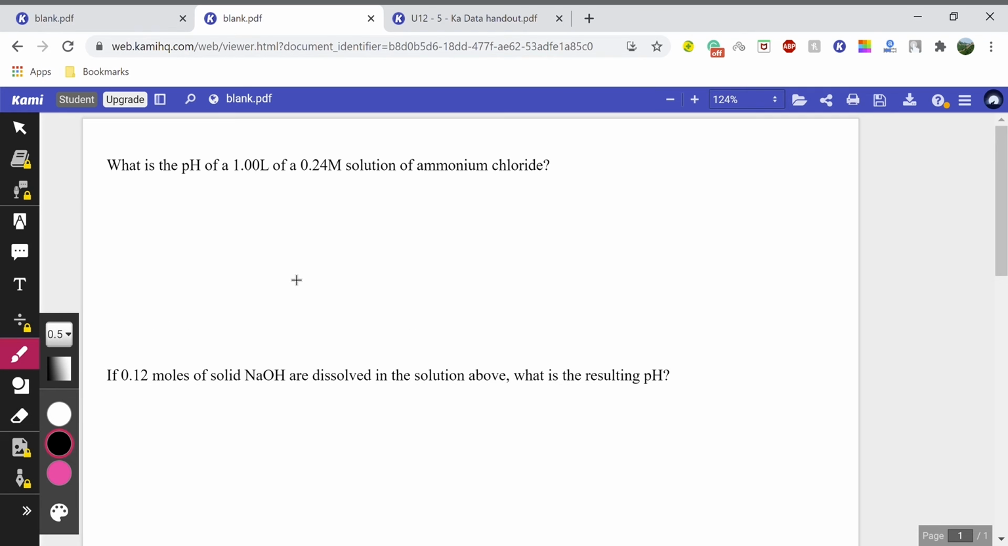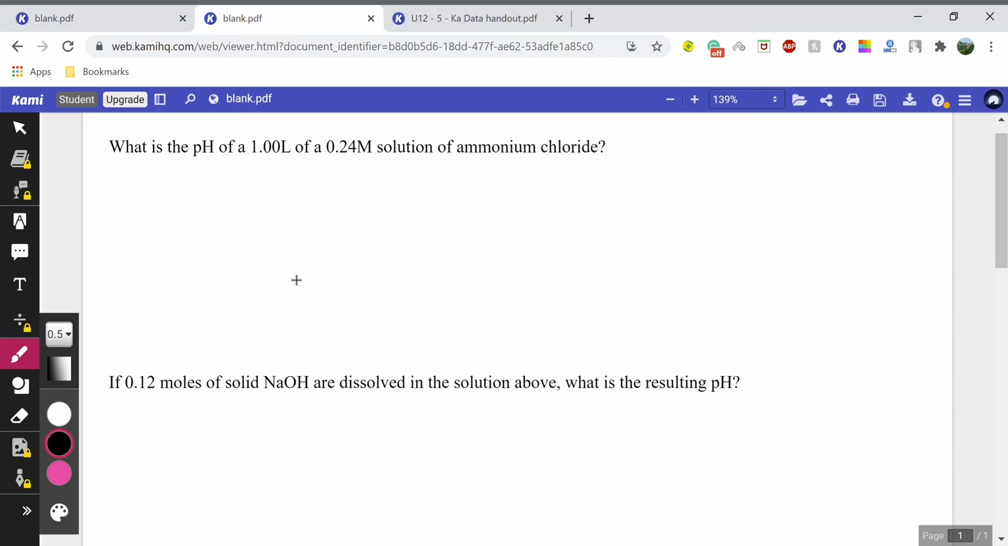Now we're here. What is the pH of a 1.00 liter solution of ammonium chloride? Ammonium chloride is NH4Cl. HCl is a strong acid, which means Cl minus is a weak conjugate base, so we're not going to include it. So NH4 plus, which is our original, let's add into water to find the pH, plus H2O, which will form NH3 plus H3O plus. Now this will be 0.24.